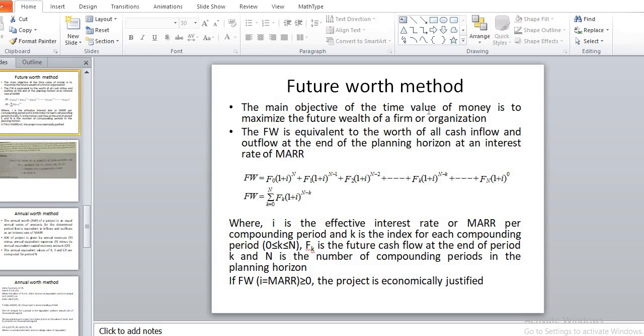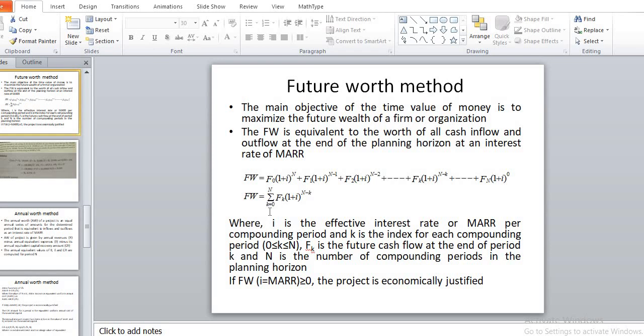The main objective of the time value of money is to maximize the future wealth of a firm or organization. We can calculate this future worth with this formula: the summation of F_k times (1 + i) raised to (n - k), where the summation is taken from k equal to 0 to n.